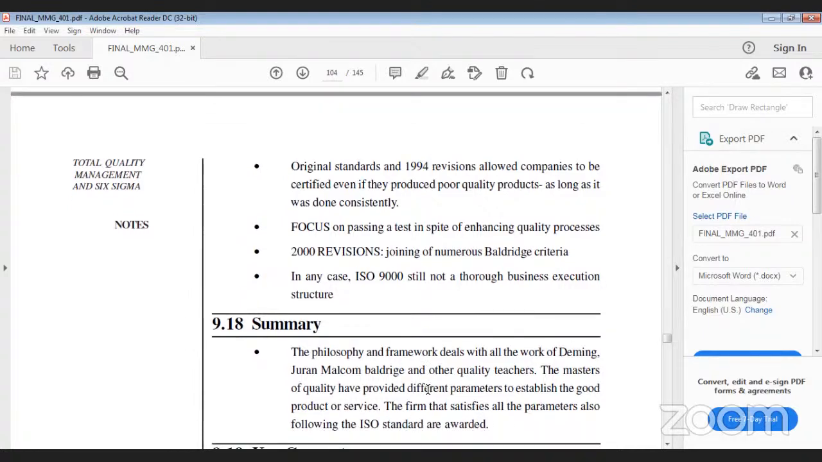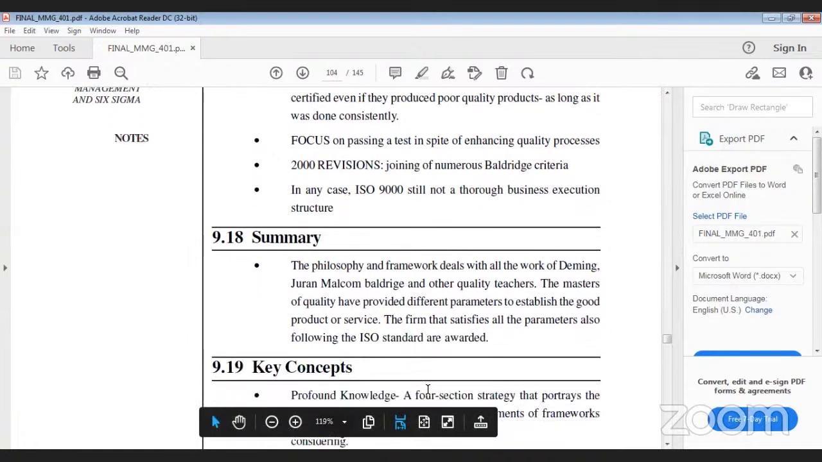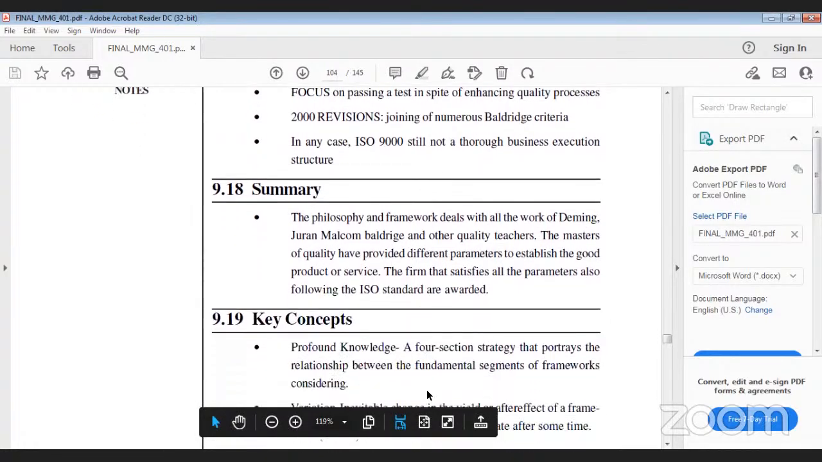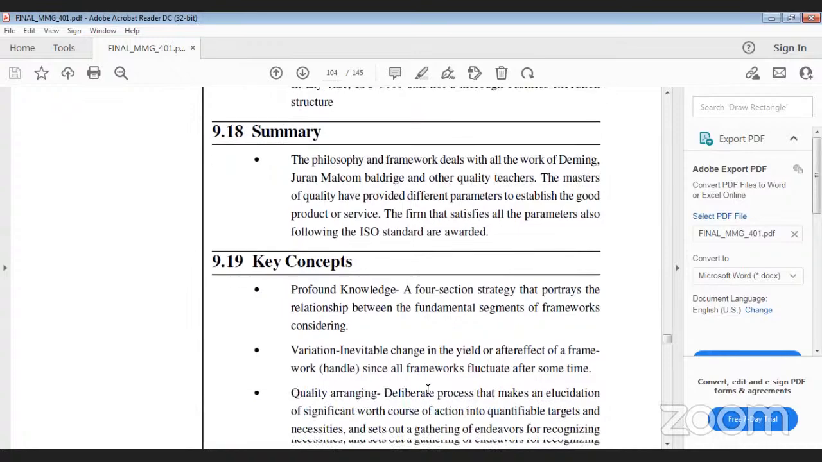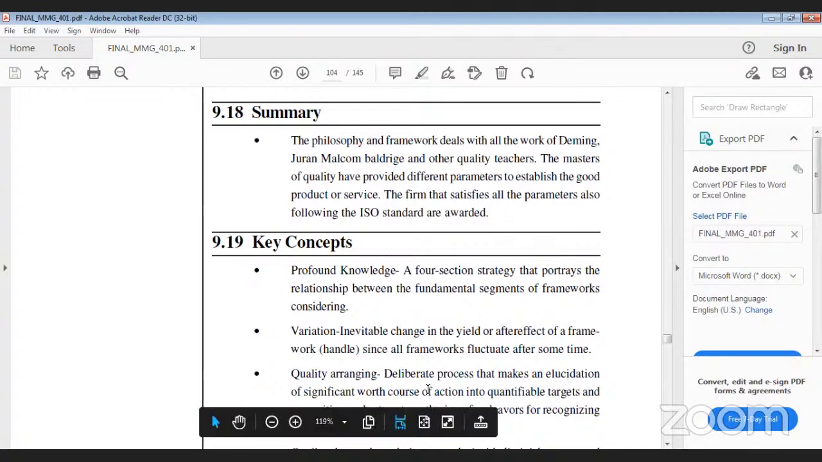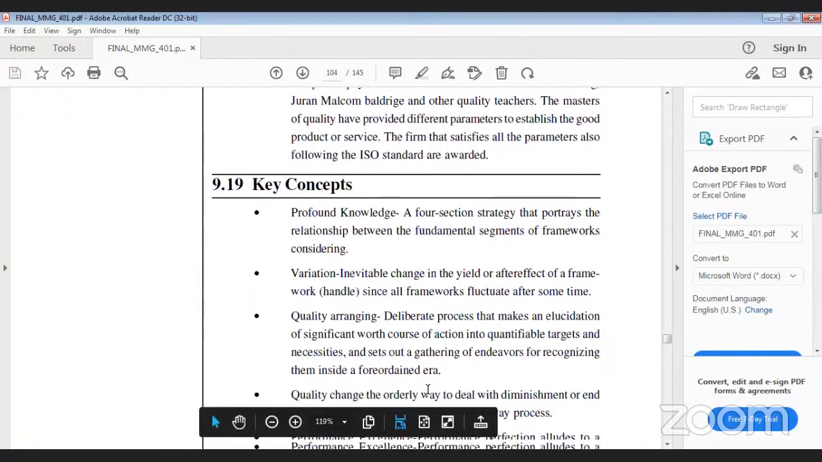Here, summary is given. The philosophy and framework deal with the work of Deming, Juran, Malcolm. Then there are some key concepts. Profound knowledge is a four-section strategy that portrays the relationship between fundamental segments and frameworks. Then the next point is variation. It is inevitable change in the yield of the framework. Then third point is quality planning.